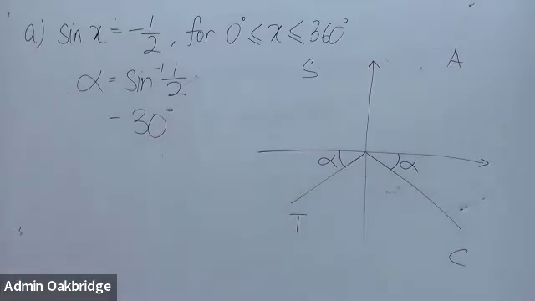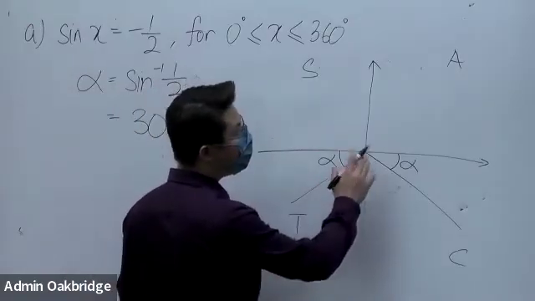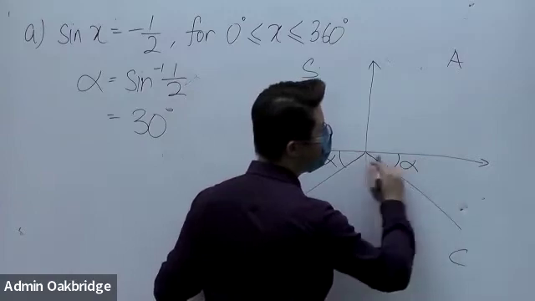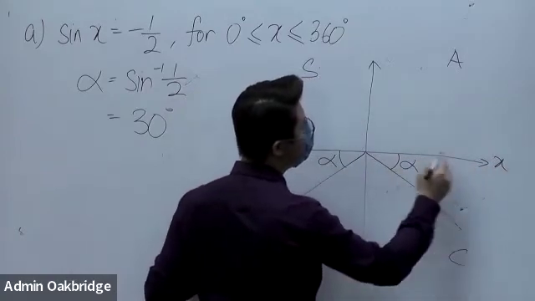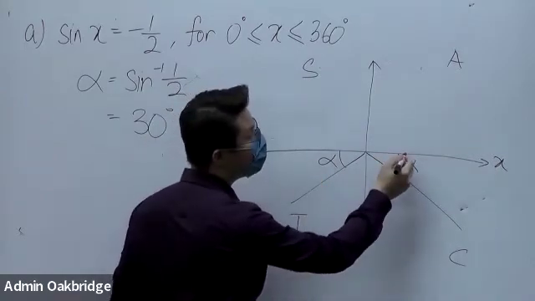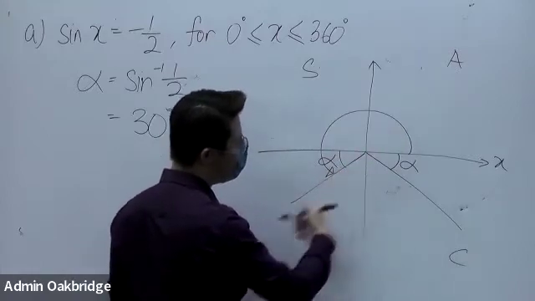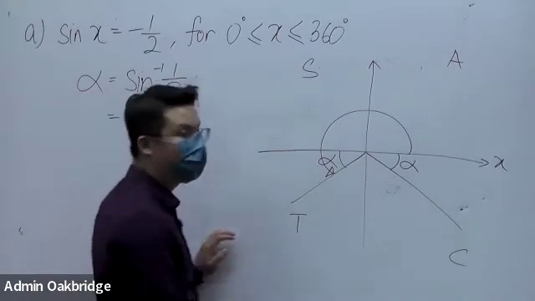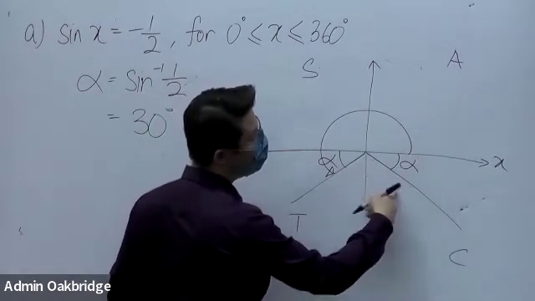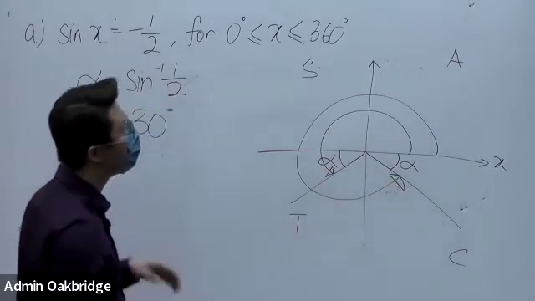And then the next step will be what? Label the desired angles from the positive x-axis in the chosen quadrants. Now we want to find out the angle. When we want to find out the angle, we always measure the angle from the positive x-axis. For a positive x-axis, you turn it clockwise or anti-clockwise? Anti-clockwise, always anti-clockwise. Turn it until you meet this line in the third quadrant. And then we can have another one at the fourth quadrant. So we have these two angles.